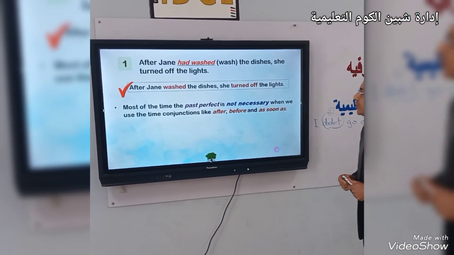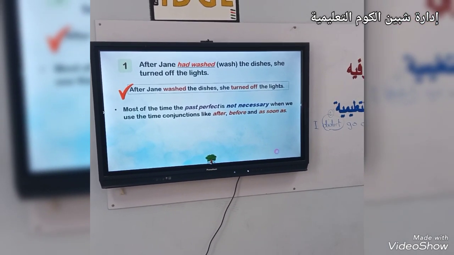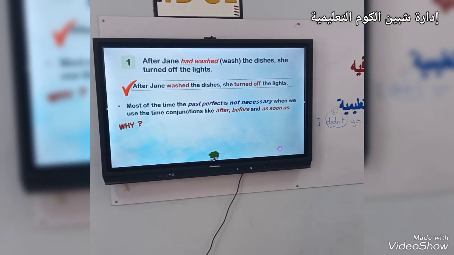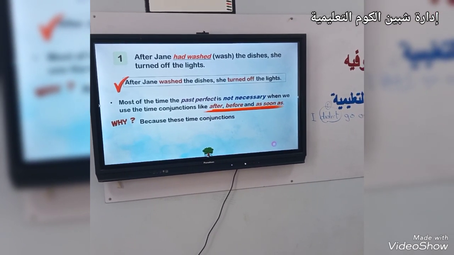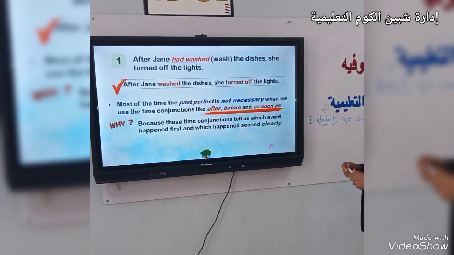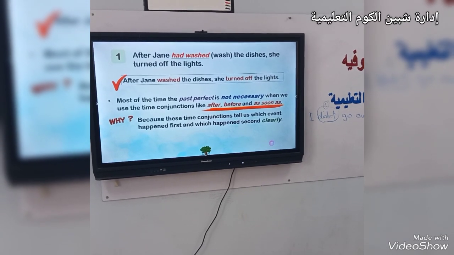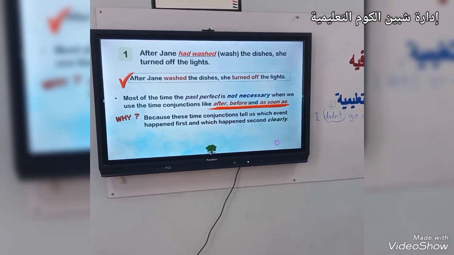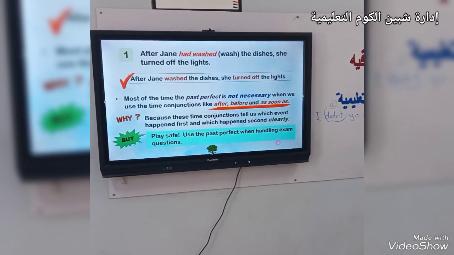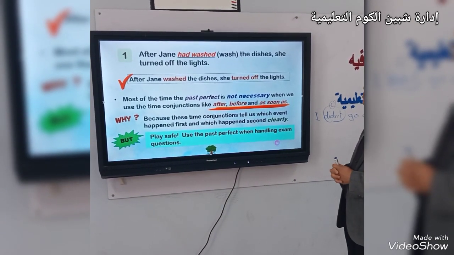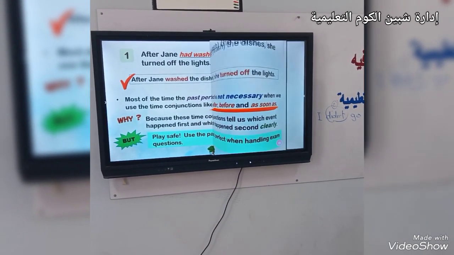Most of the time the past perfect is not necessary when we use a time conjunction like after, before, and as soon as, because this time conjunction tells us which event happened first and which happened second. So we can use: after Jane washed the dishes, she turned off the light.